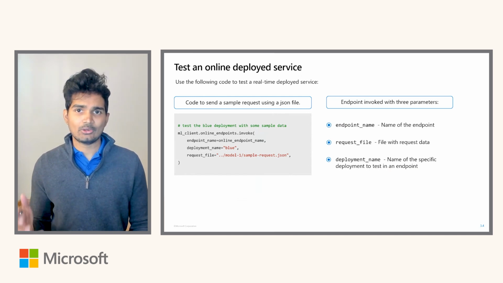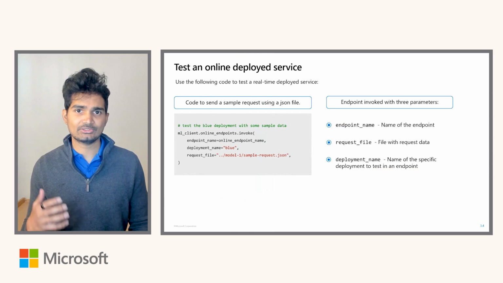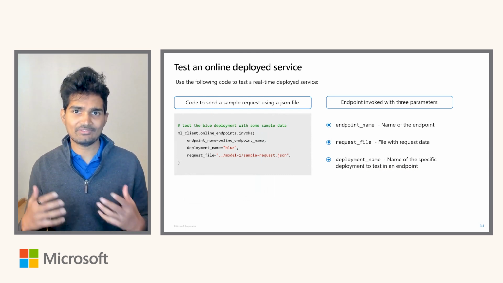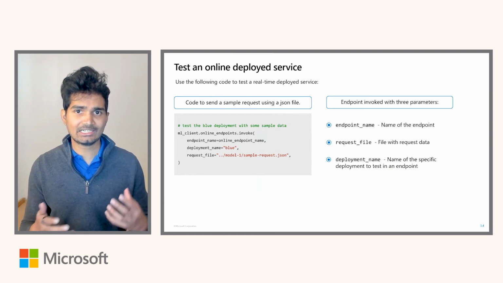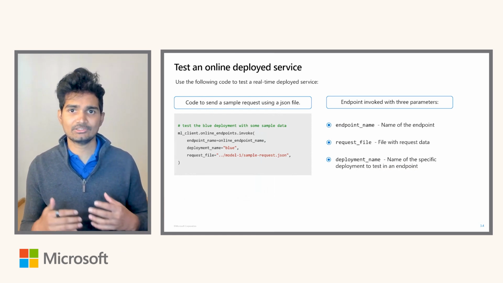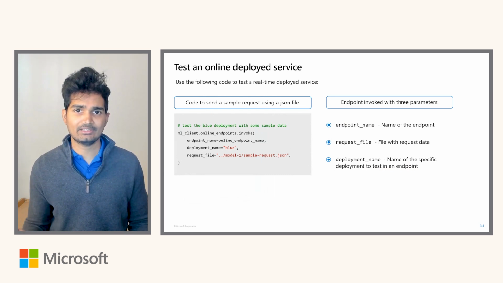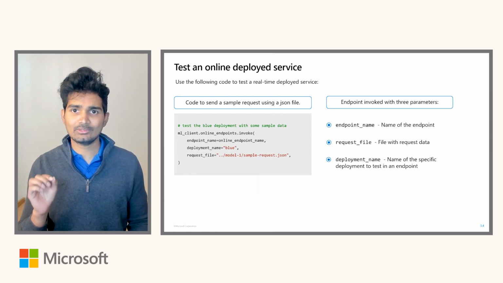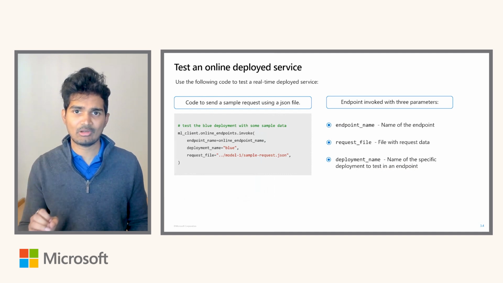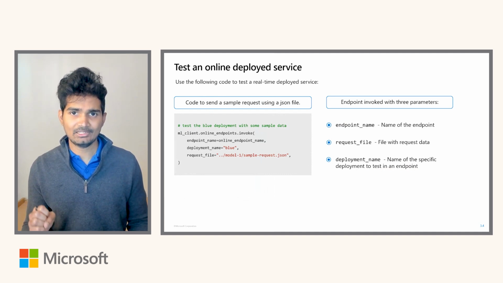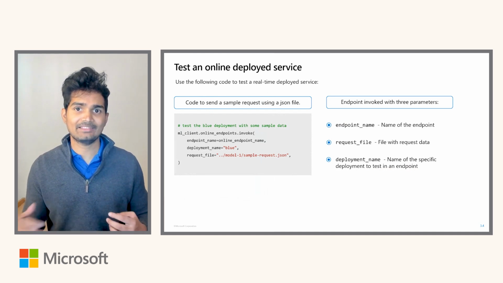Recall the Python code to send a request using a JSON file. This step helps you validate the deployment and check if the model is responding as expected. To invoke the online endpoint, the code is set so that it includes 3 parameters: the endpoint name, the request file, which is the file that contains the request data, and the deployment name.